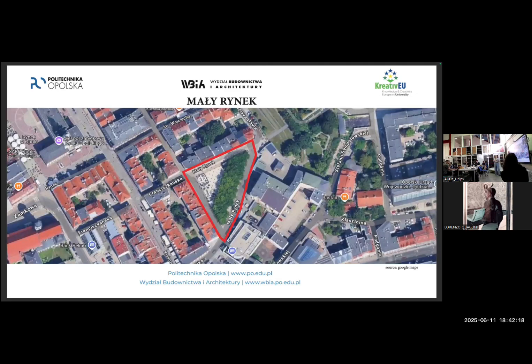So let's start from Mały Rynek, which means small market square in Polish. This is near the main market square of Opole, so the distance is really not far away, it's just 2 blocks. And it has a very particular shape because it's triangular, so it's not a very common shape for a market square. It was at the edge of the medieval city, more or less the place where the city walls were going, so that's why the shape is like this.